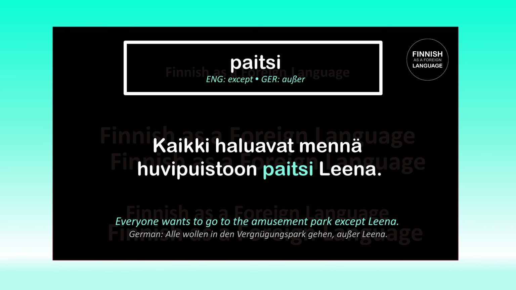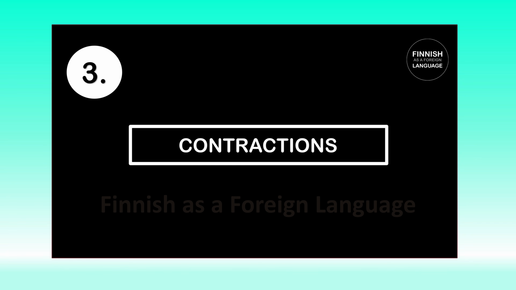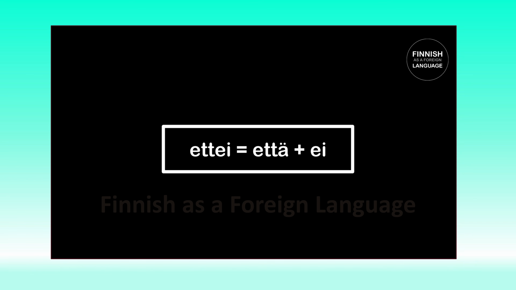Everyone wants to go to the amusement park except Leena. Nice! Now we arrived at chapter 3, the contractions. Here's our first one, ettei. Ettei is a combination of että plus ei. Let's take a look at one example.